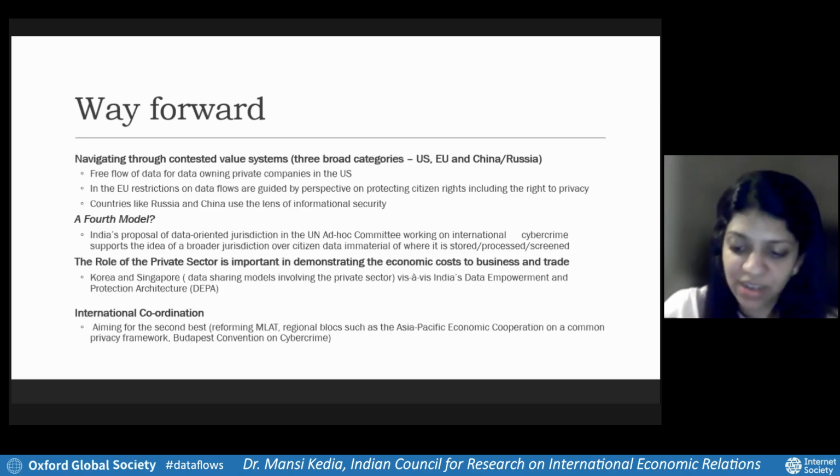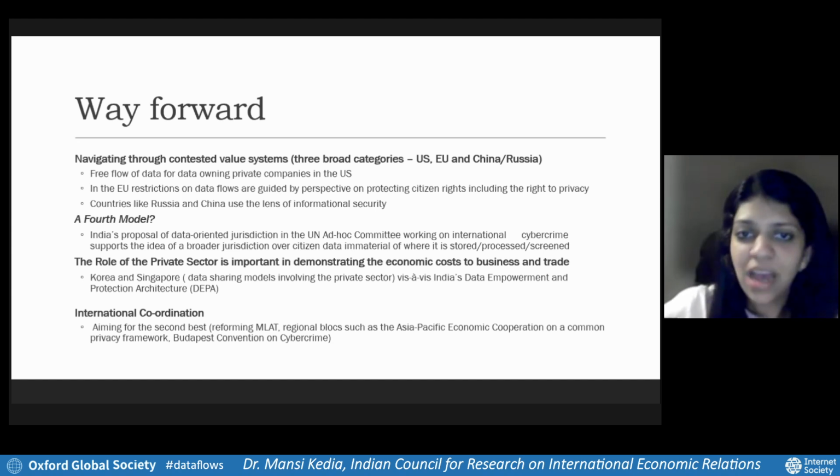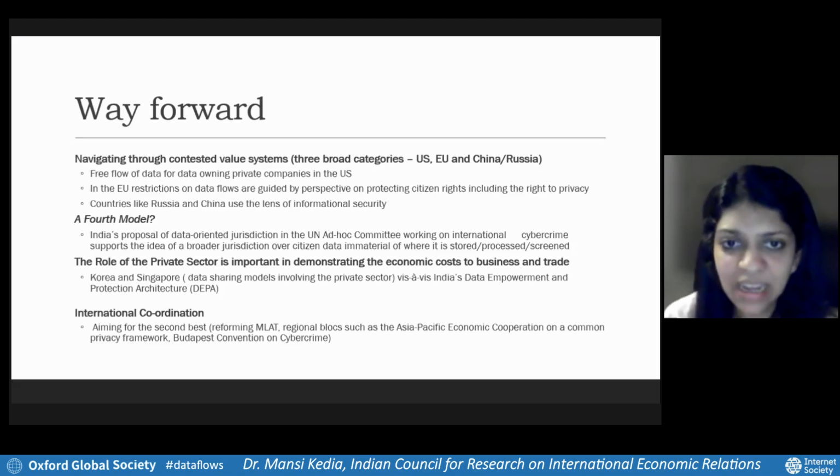Informational security, national security, are extremely important. And the business and the industrial side is equally important. So I think we're going to see a model which is going to be a mix of these three. And one of the proposals that India made was looking at a data-oriented jurisdiction.